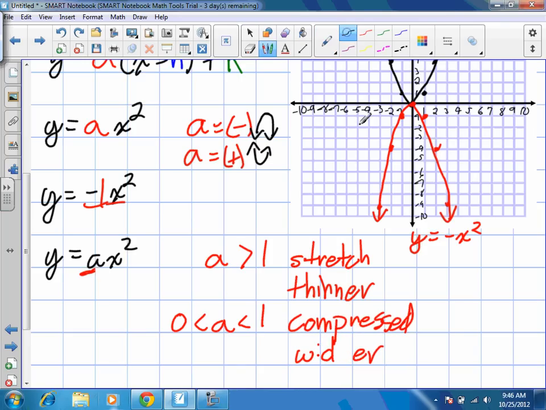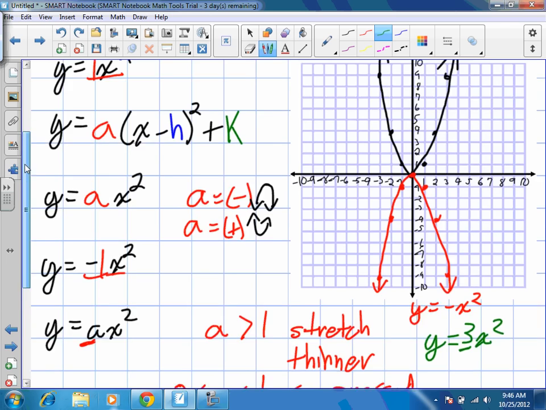Here we go. So, y is equal to 3x squared. Okay. 3x squared. That means our A value is what? 3. So it's going to be stretched. So let's think about this. This is where you're going to see what we mean by getting thinner.